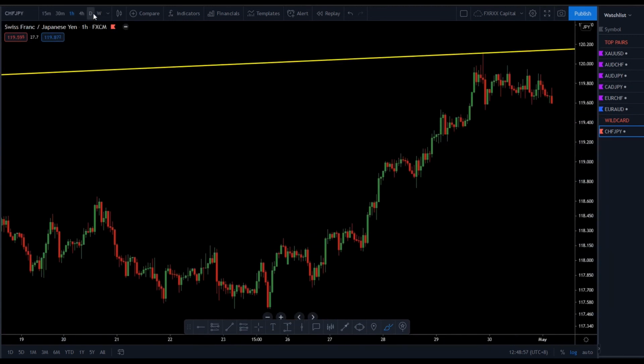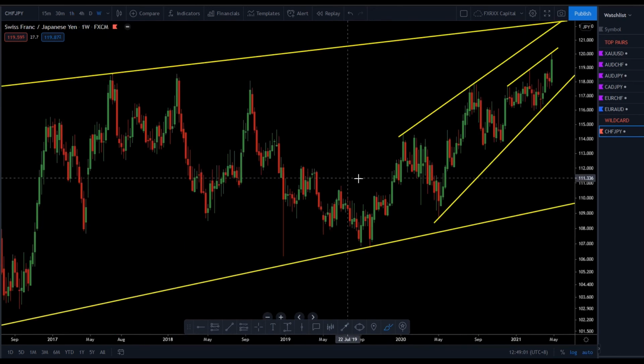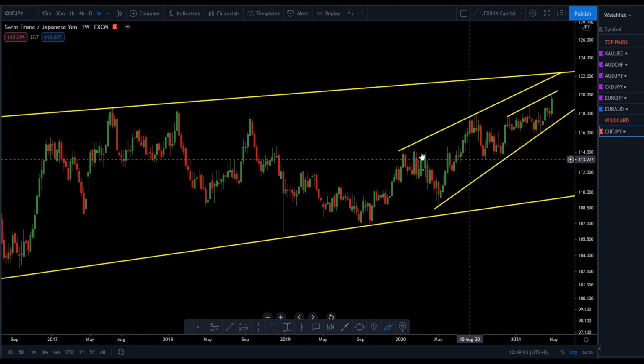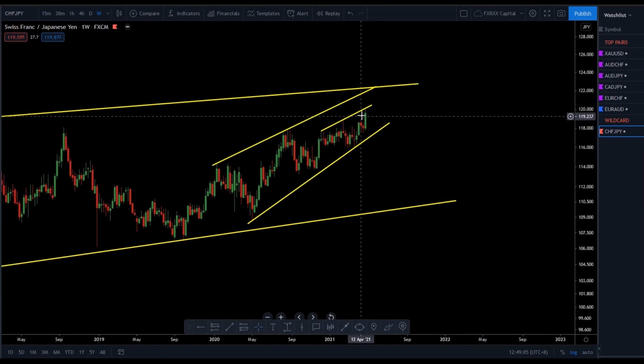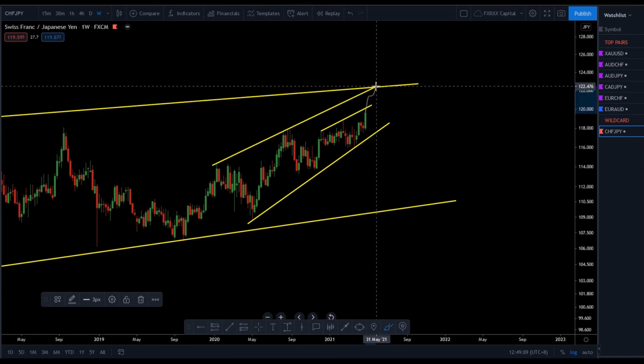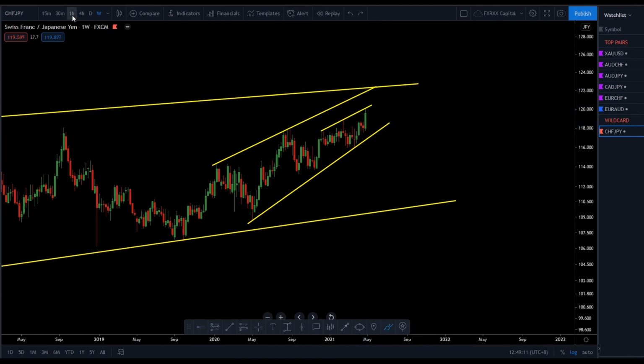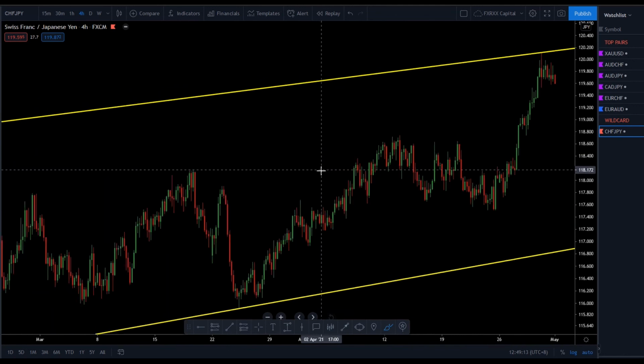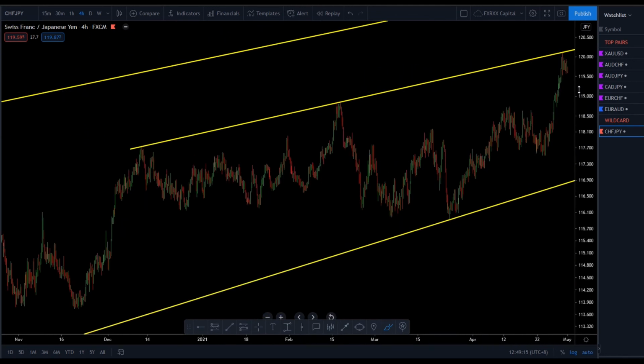Next we move to our wildcard. The wildcard is Swiss Japanese Yen. You see the high time frame, price approaching this area. There's a possibility price approaches this area and moves to the downside. If you see in the lower time frame, you see already a third touch from this area.